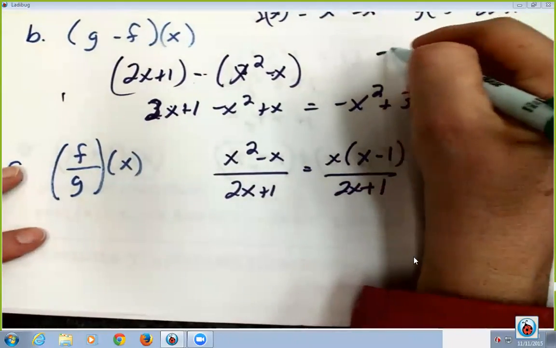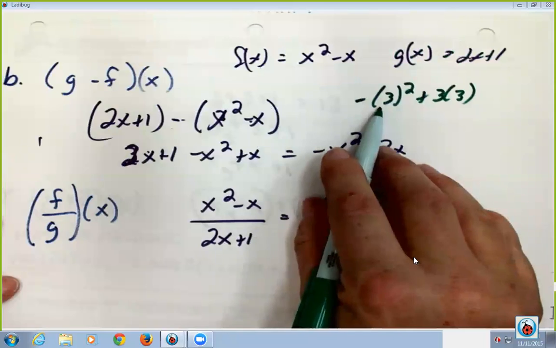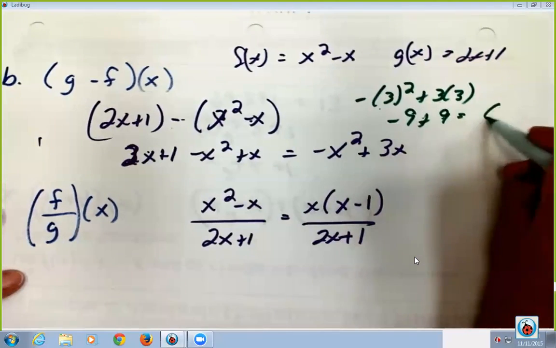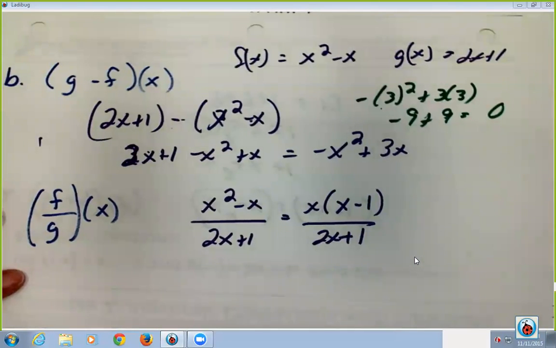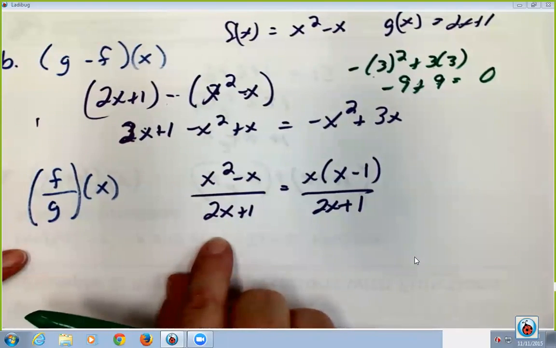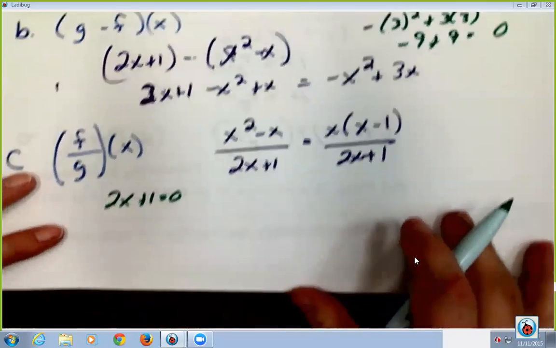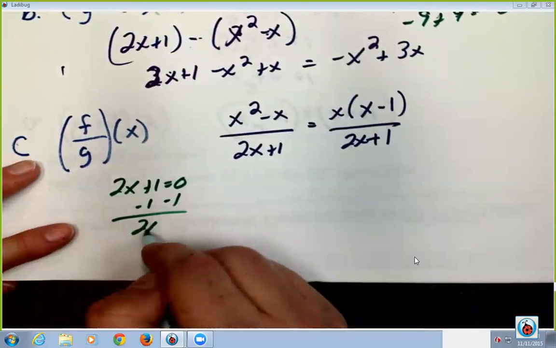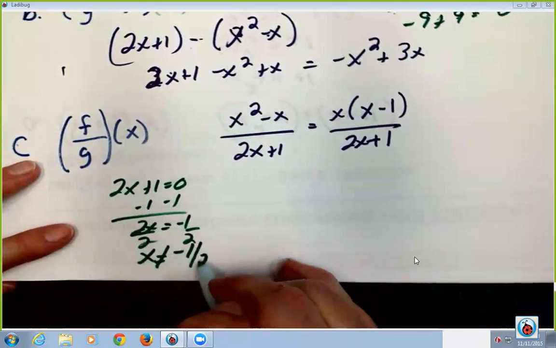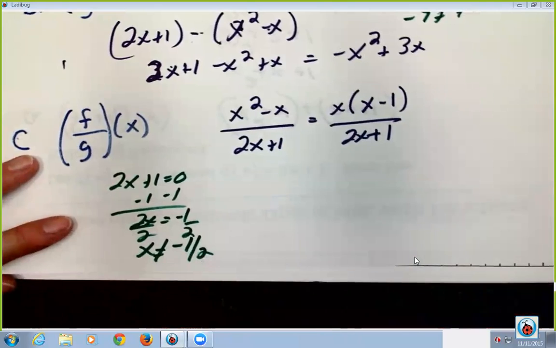Here, if I put a 3 in, I get 3 squared is 9, but it's going to be a negative 9, plus 3 times 3 is 9. So that one comes out to be 0, which is fine. And then this one down here, and another thing, this is limited on what its domain can be, because I could not stick anything in here. 2x plus 1 equals 0. We did that a while back. If I minus 1, divide by 2, I find x can never, ever equal a negative 1/2. So I would have to limit my domain so it could not equal that.